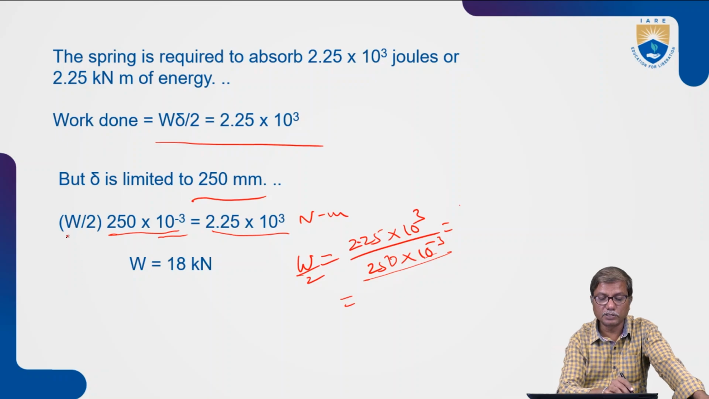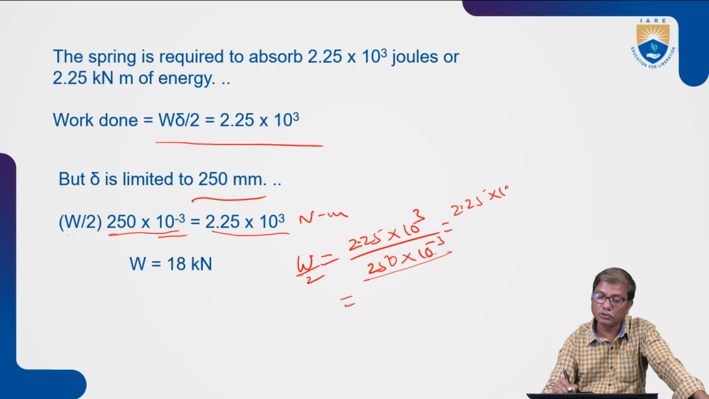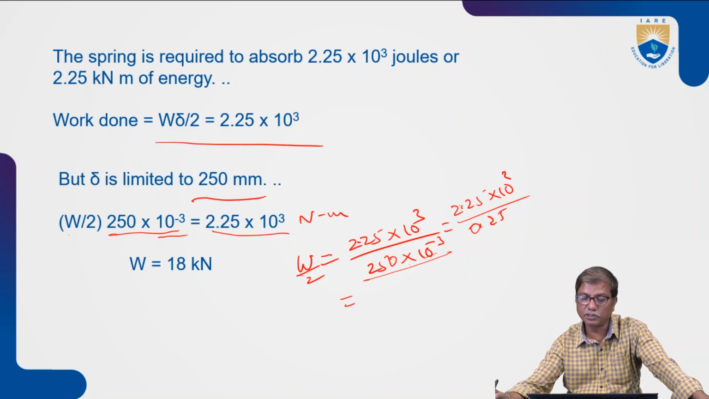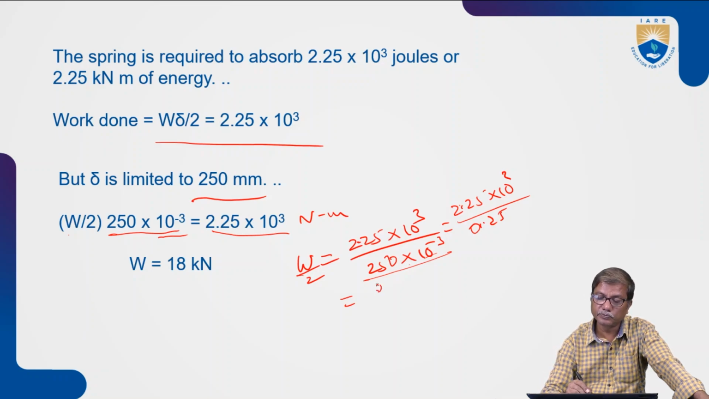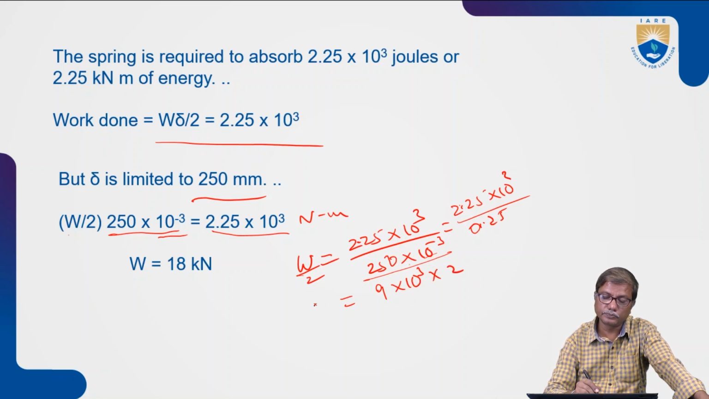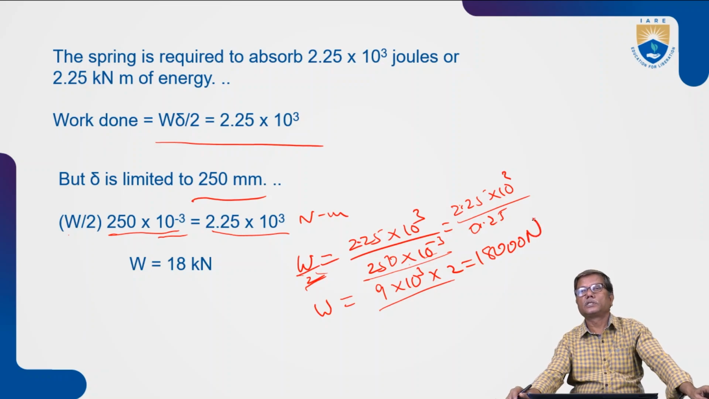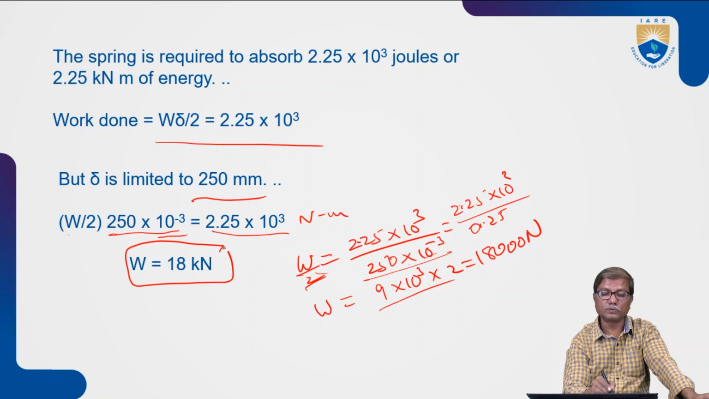So W by 2 here. W by 2 is equal to this one. So 2.25 into 10 cube, and this is 0.25, 250 into 10 power minus 3 is 0.25. Okay. So this comes out to be 9 into 10 cube into 2 W. This 2 is taken to the right hand side. So it is 18,000 newtons, or 18 kilonewtons.